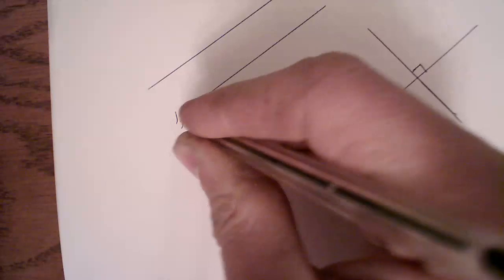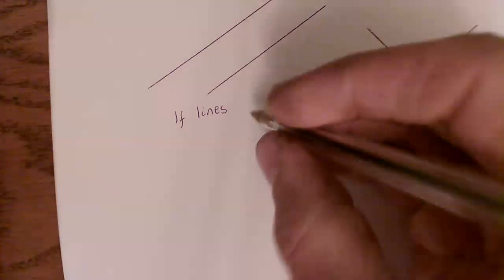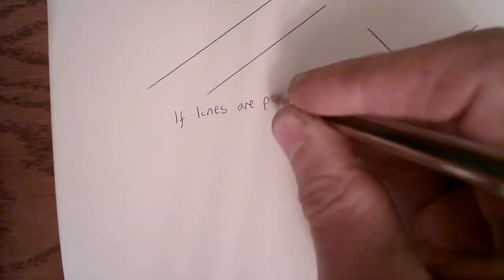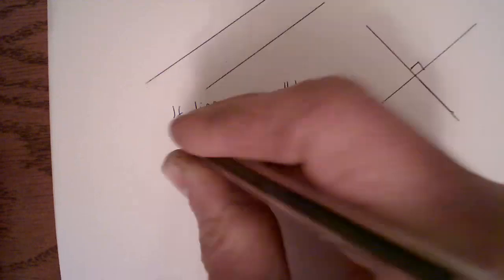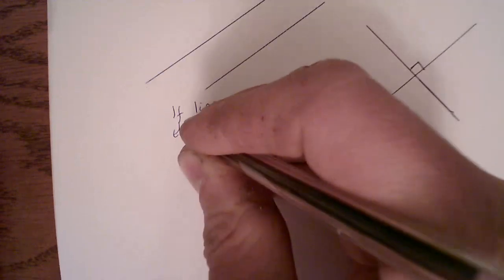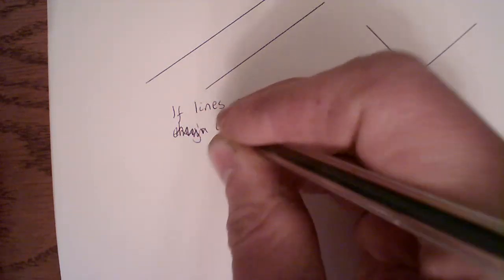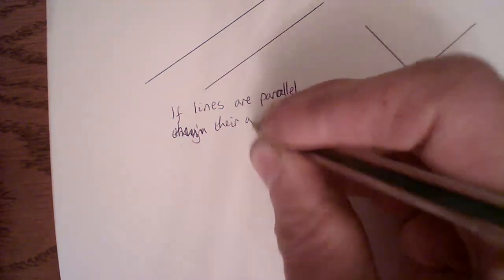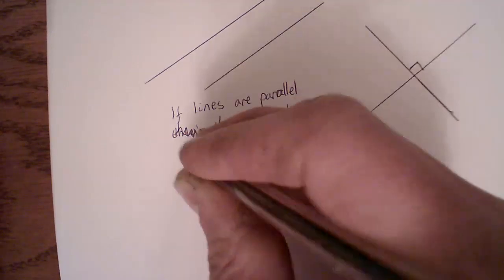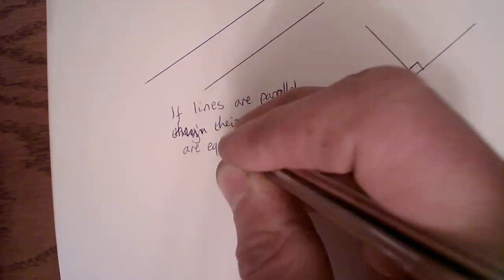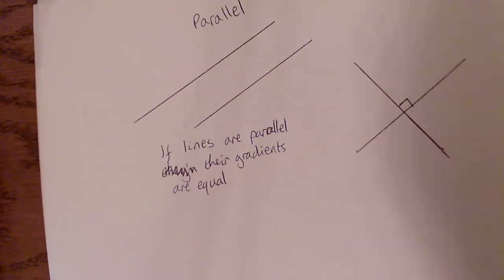And this is a fact you might well know from Nat 5. So if lines are parallel, their gradients are equal. So there is fact number one. Two lines are parallel and their gradients are equal.